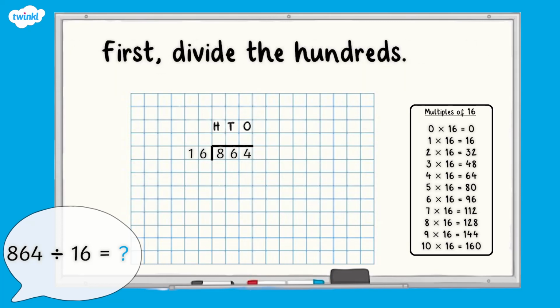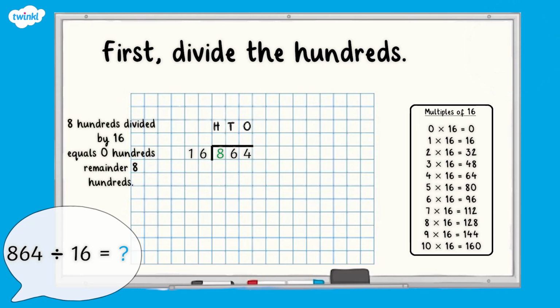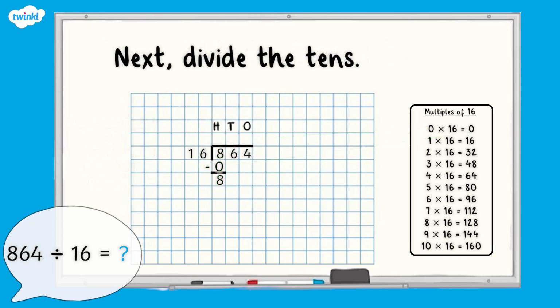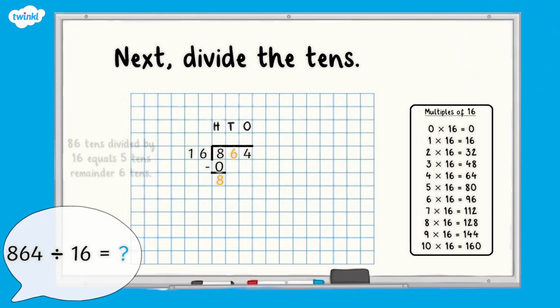First, divide the hundreds. Pause here and complete this step. 8 hundreds divided by 16 equals 0 hundreds, remainder 8 hundreds. Did you write all the digits in the correct place? Next, divide the tens. Don't forget to include the tens from the dividend. Pause here and complete this step. 86 tens divided by 16 equals 5 tens, remainder 6 tens. Did you complete this step correctly?